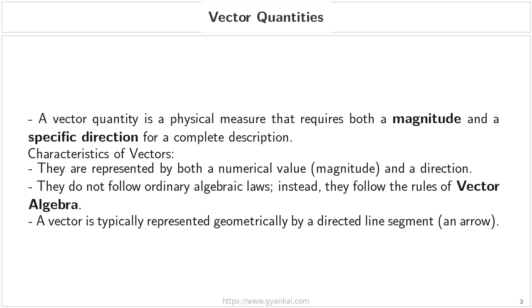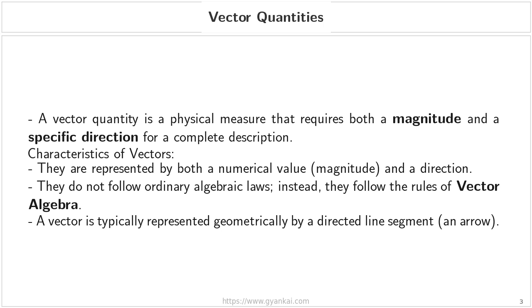Let's look at the specific characteristics that define a vector. First, they are represented by both a numerical value, which we call the magnitude, and a direction. Second, it is very important to note that vectors do not follow the ordinary laws of algebra that we use for scalars. Instead, they follow a specialized set of rules known as vector algebra. This is something we will dive deeper into later in the course.